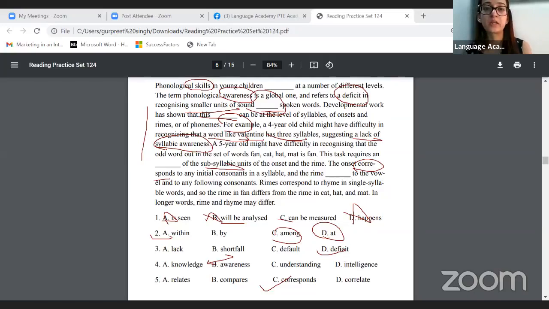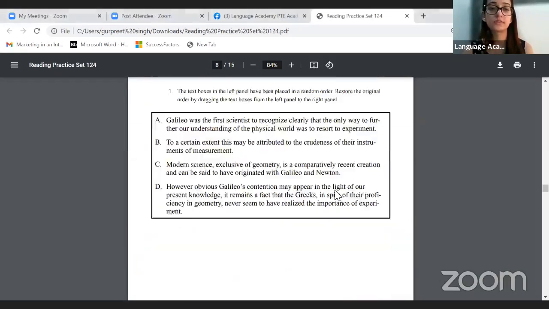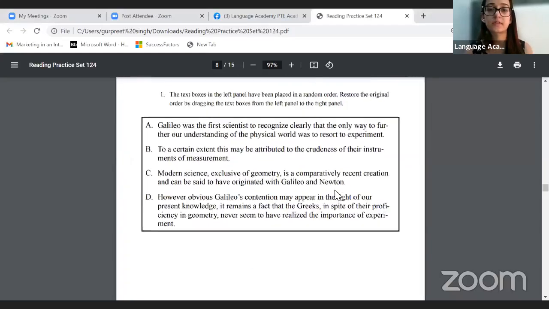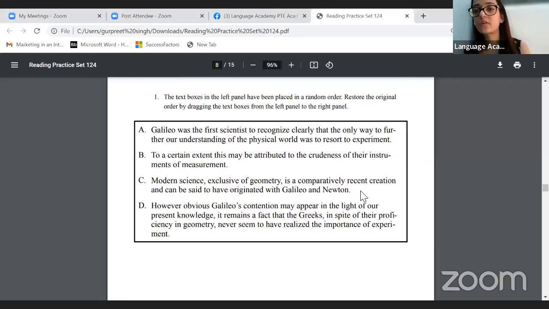Okay. Let's move on to reorders, your favorite questions. And you have 2 minutes to solve the first question. 2 minutes, and then post your answers in the chat box.